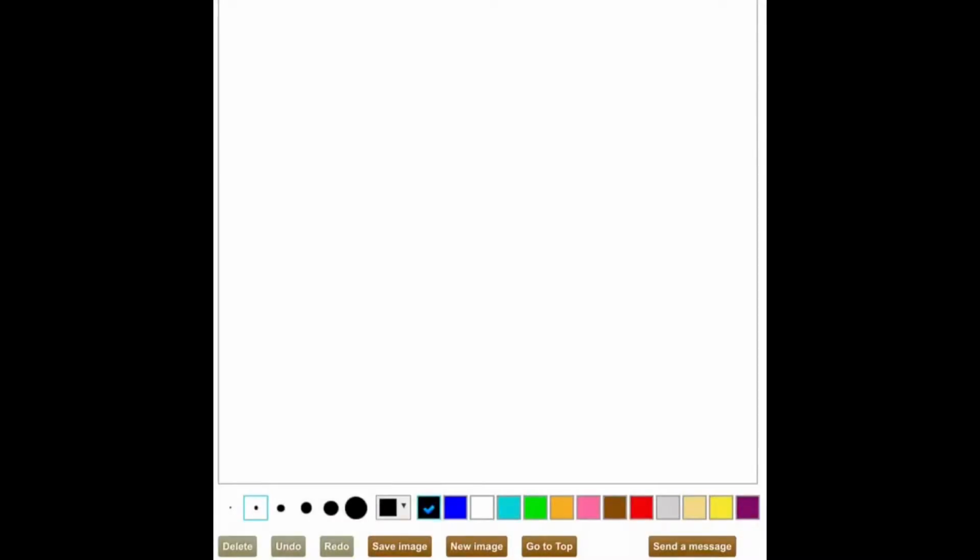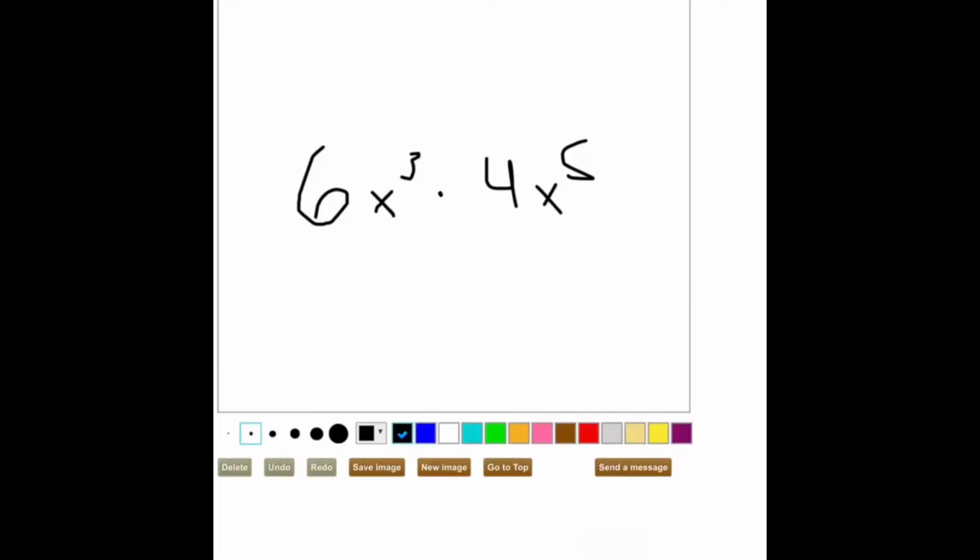This time, I'm going to do a harder one. Let's do 6x to the third times 4x to the fifth. First, you multiply the coefficients, which in this case would be 6 times 4. This would equal 24. Next, you would add the exponents to have the same base, which is x, and would equal 8. So the final answer would be 24x to the 8th.